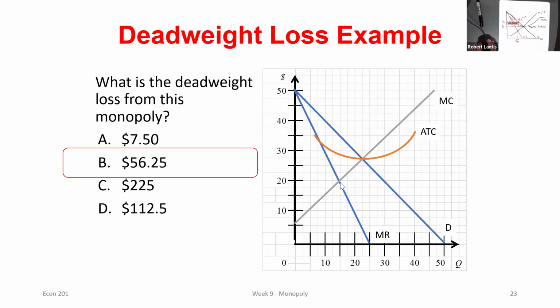What is that? It's the area of a triangle. What is the base of that triangle? 22.5 minus 15, so 7.5. What's the height? 35 minus 20, so 15. Times 7.5. We have linear marginal cost and demand, so we then have to multiply it by a half, because it's the area of a triangle. Any questions there before I do a couple more things?